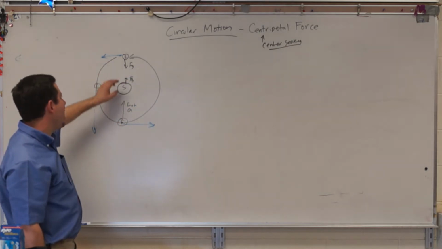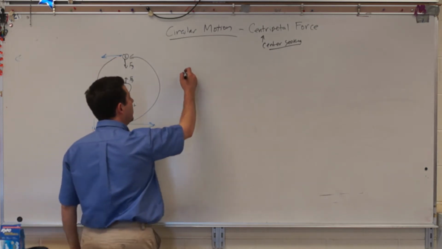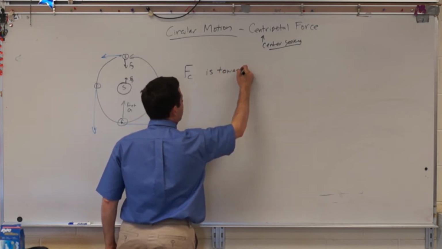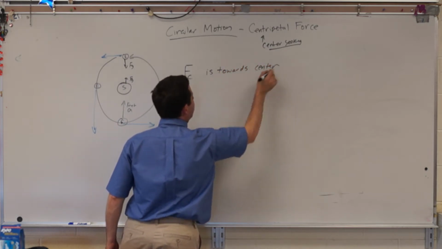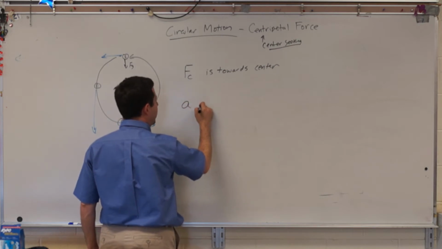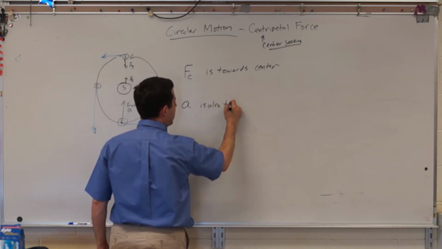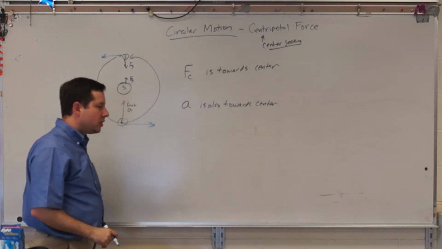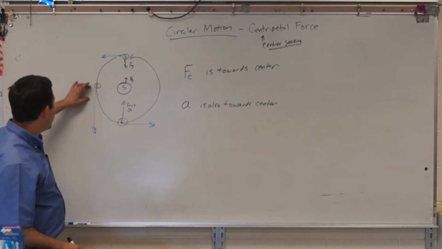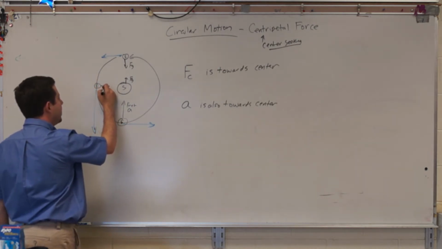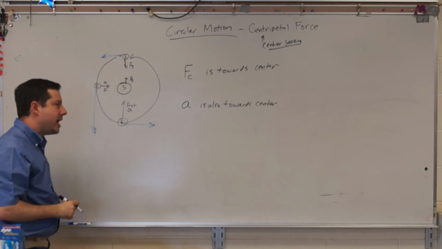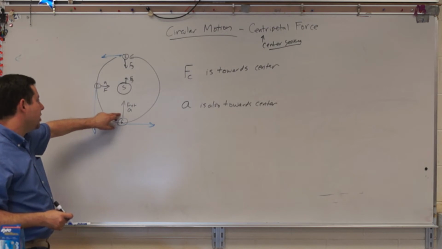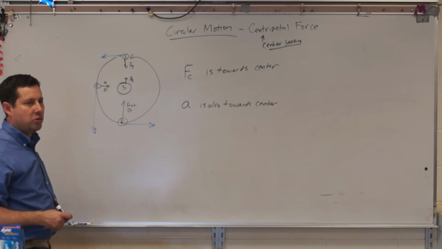It's important to keep in mind that this force is towards the center. F sub c is the centripetal force, is towards the center. And because the force is towards the center, the acceleration is also towards the center. So if we orbit the Earth 90 degrees around this, we have a centripetal force and an acceleration that is towards the center of the circle, aka the Sun. The same is true here. Force and acceleration are towards the center.